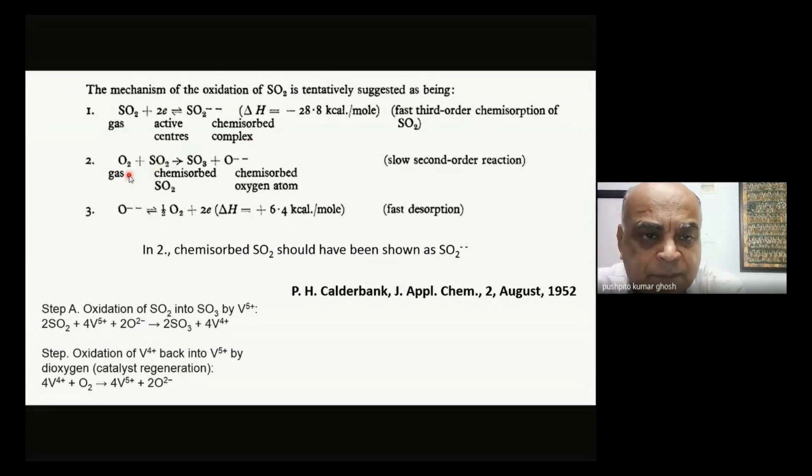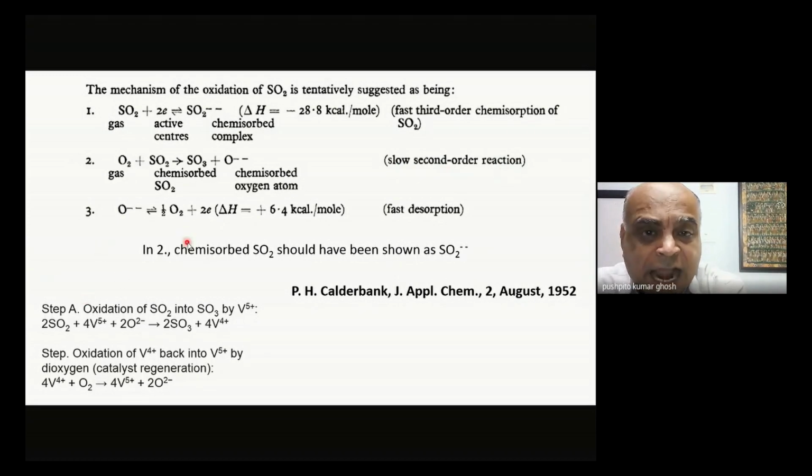After that, what happens is that oxygen, this should have been SO2 2 minus, this stuff. Okay, that's why I've put it here. They've made a mistake over here. This oxygen is picking up those 2 electrons and it's transferring an oxygen to the SO2. Okay, so it's becoming SO3 plus O2 minus. This is the rate limiting step of the reaction. You can see, slow second order reaction.